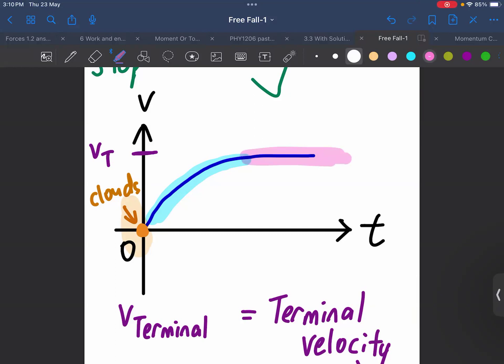Okay. Please help me to remember. We use orange color for the beginning. We use blue color for something in between. And then we use pink color to represent the final stage. Are you good?